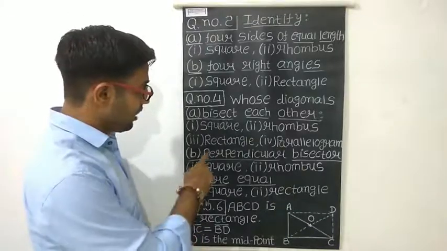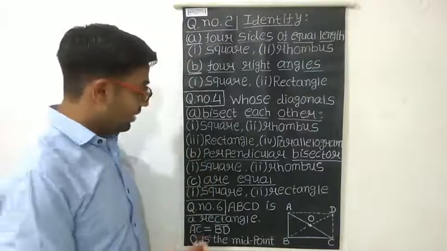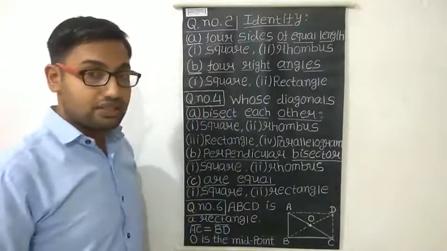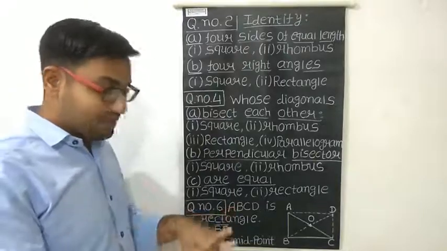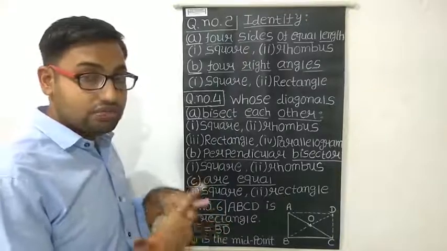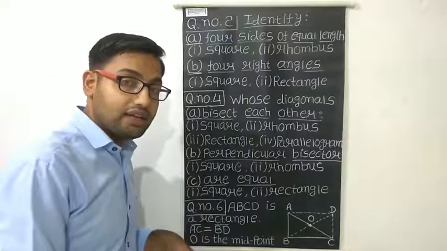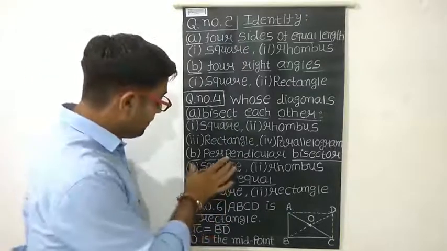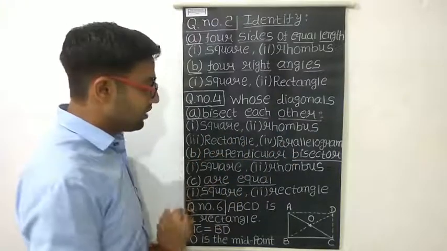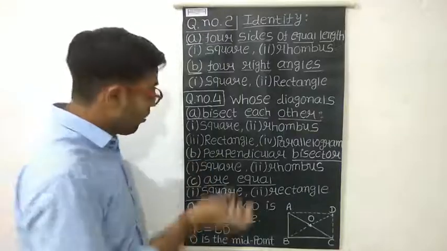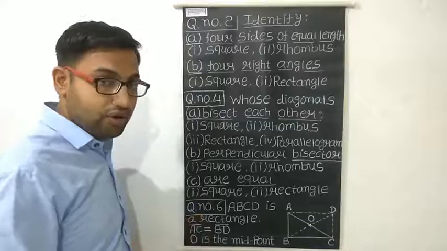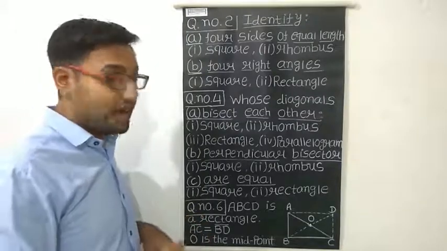In B we have asked that whose diagonals are perpendicular bisector. Perpendicular bisector means they must bisect each other and the angle between the two diagonals must be of 90 degree. Right? So here we identified the four quadrilaterals which bisect each other. But out of these four, which quadrilaterals' diagonals bisect at right angle? That we have to state.